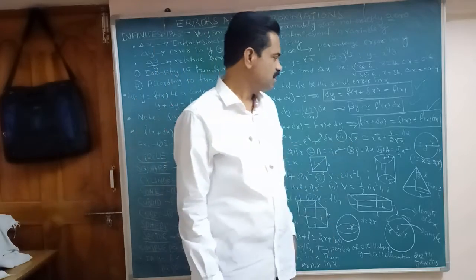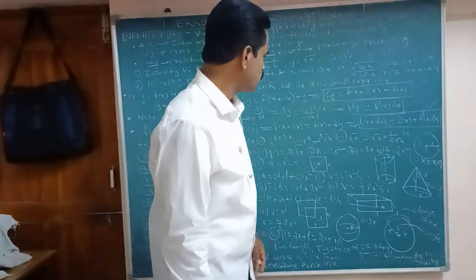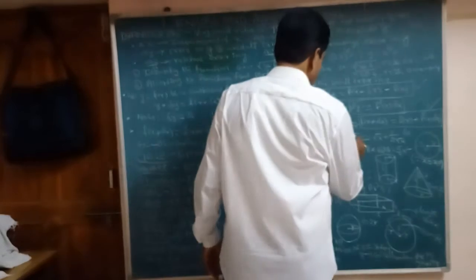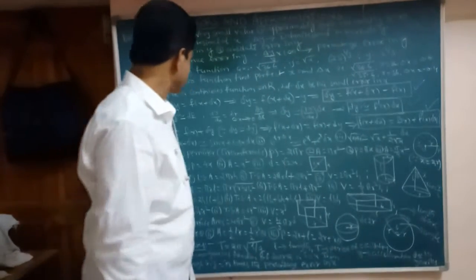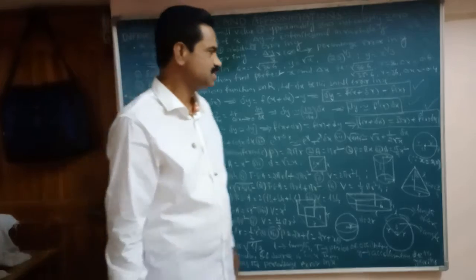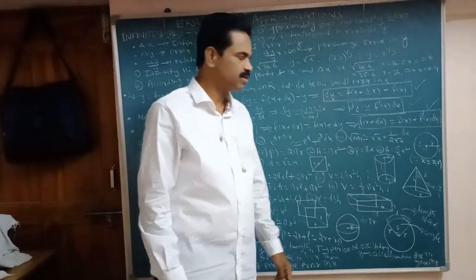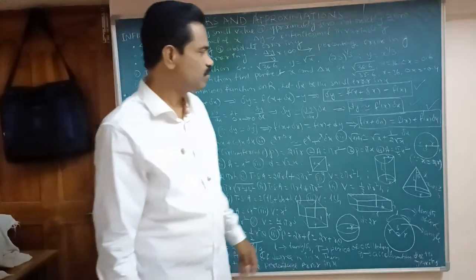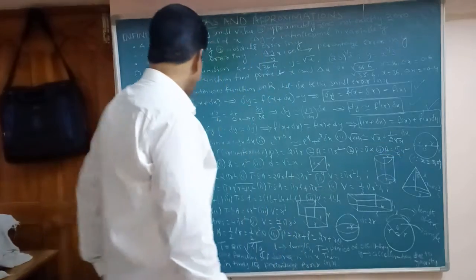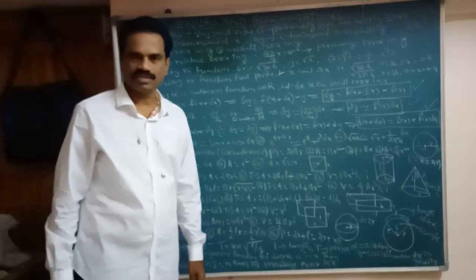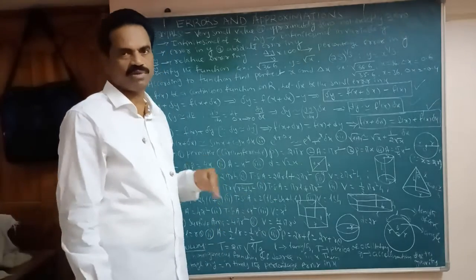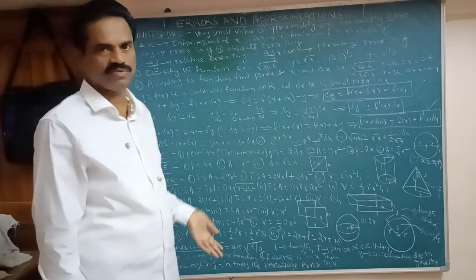For example, root x plus delta x you take here, that is root x plus f dash x, the differentiation of root x is 1 by 2 root x, into delta x. Already we know these formulas, we learned them in previous classes. Once again revise, because based on these formulas only we have to do the problems here.